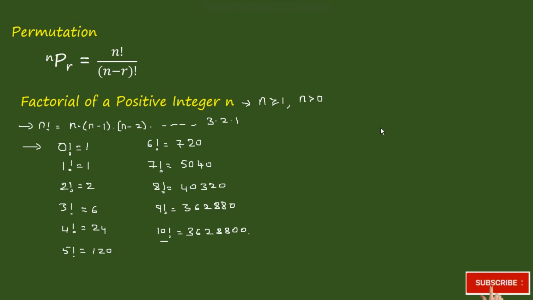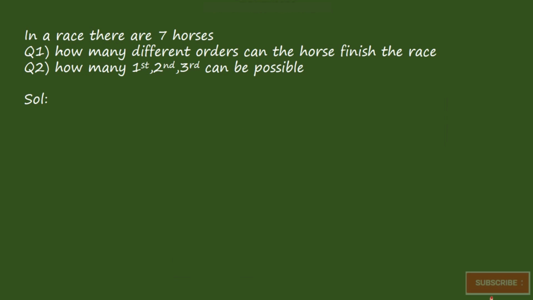Now coming to the question. In a race there are 7 horses. How many different orders can the horses finish the race? And the second question is, how many first, second, and third place outcomes are possible? We'll go with the first question. There are 7 horses; consider them A, B, C, D, E, F, and G. They have to reach the 7 places, and they all start from the beginning.